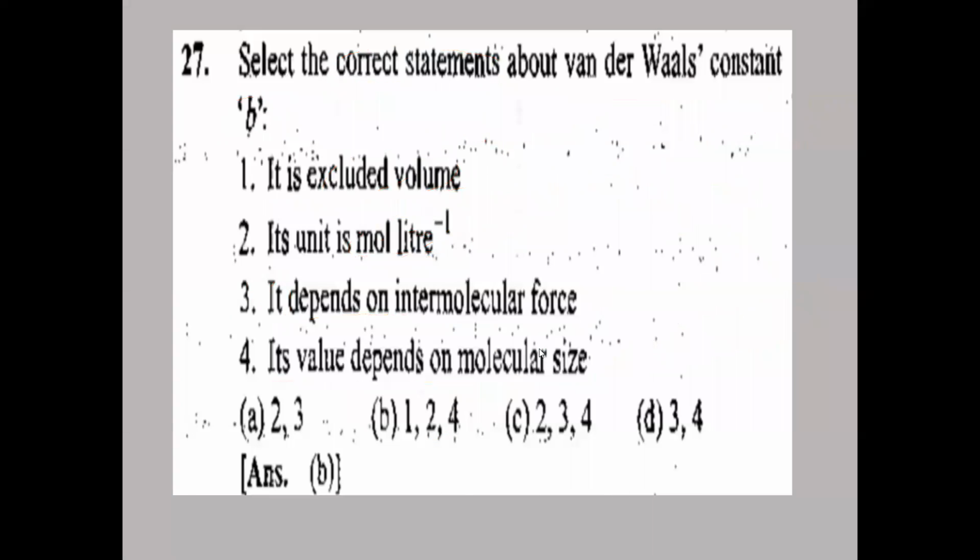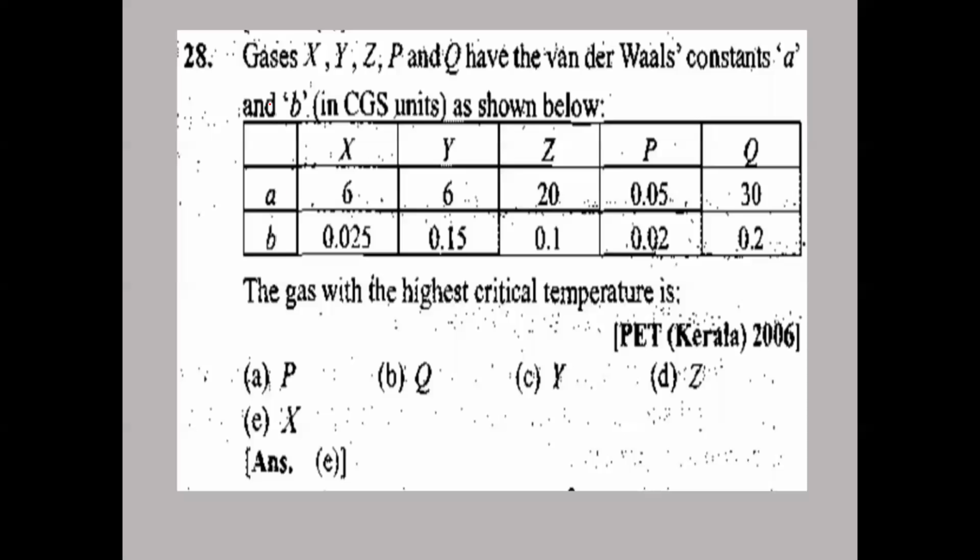Okay. Now another one: gases X, Y, Z, P, and Q. These are different gases given here. They have van der Waals constants a and b, with the a value and b value given in the CGS system, as shown below. How many gases are given? 1, 2, 3, 4, 5 gases.